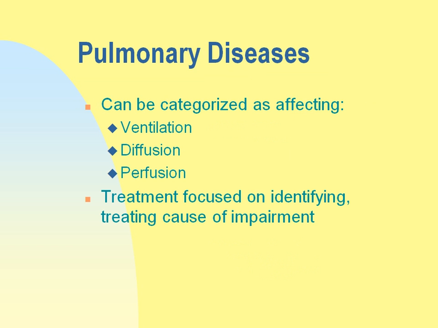So, the big thing they want to talk about with pulmonary disease is that we usually want to break it into three categories. Is it one of these three things, or is it a combination of these things? Is it a ventilation issue, a diffusion issue, or a perfusion issue? What do you mean by ventilation issue? Mechanical, tidal volume. What else?